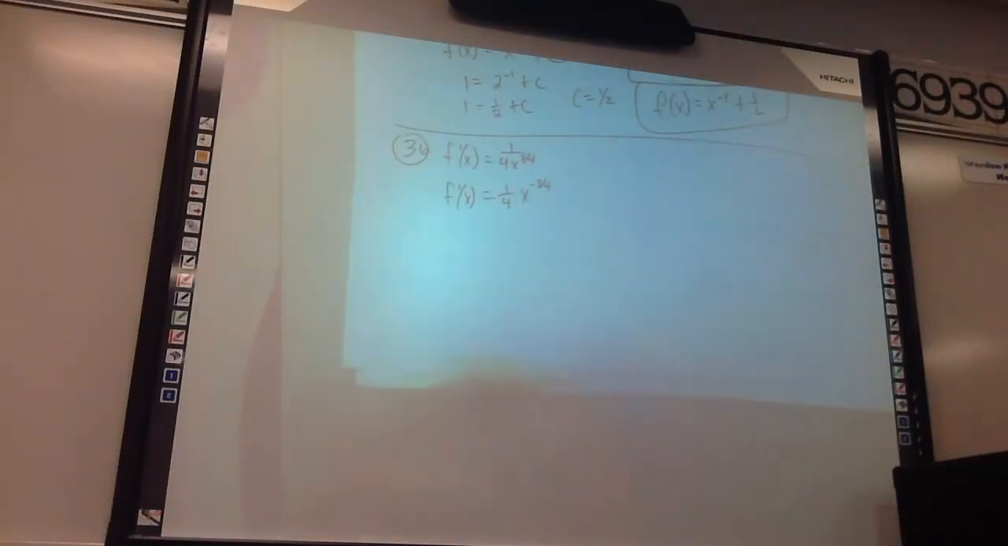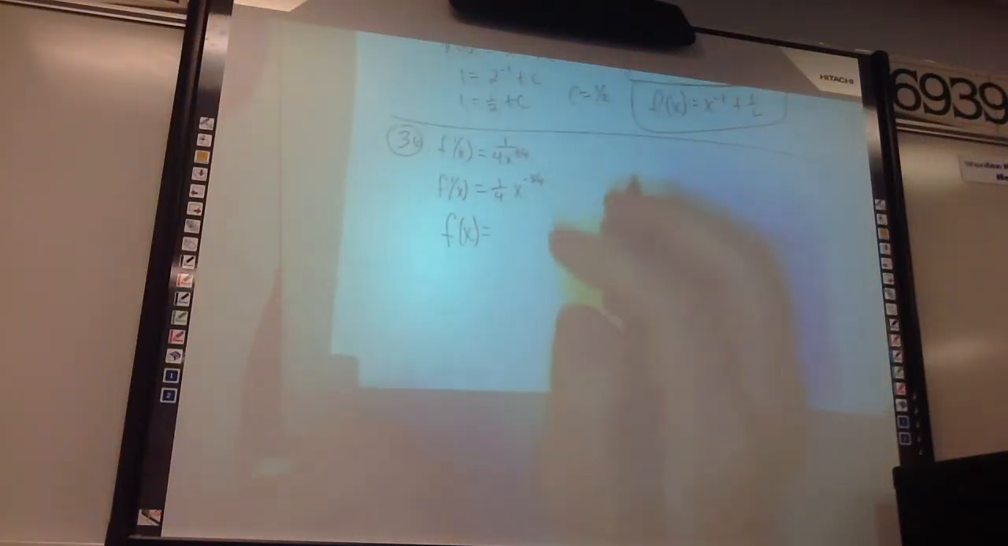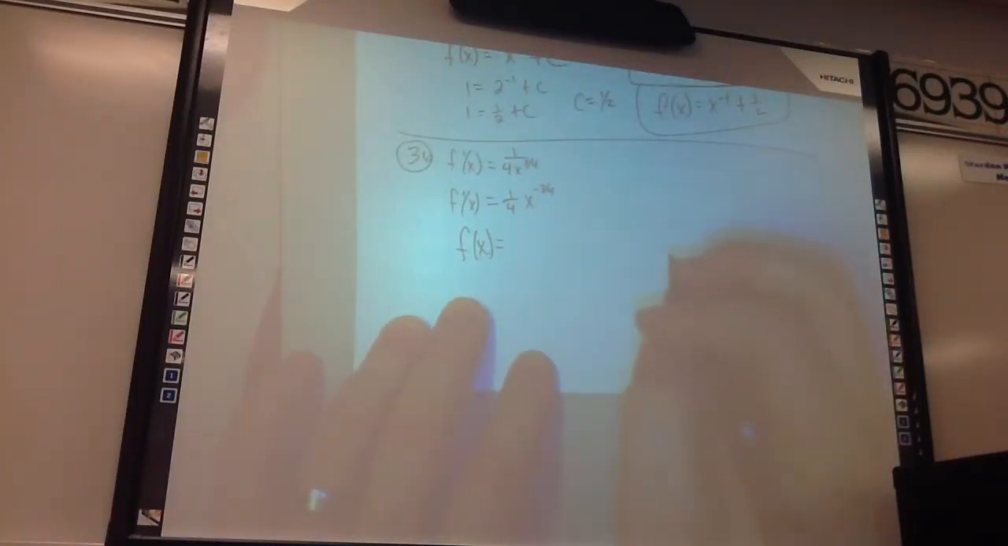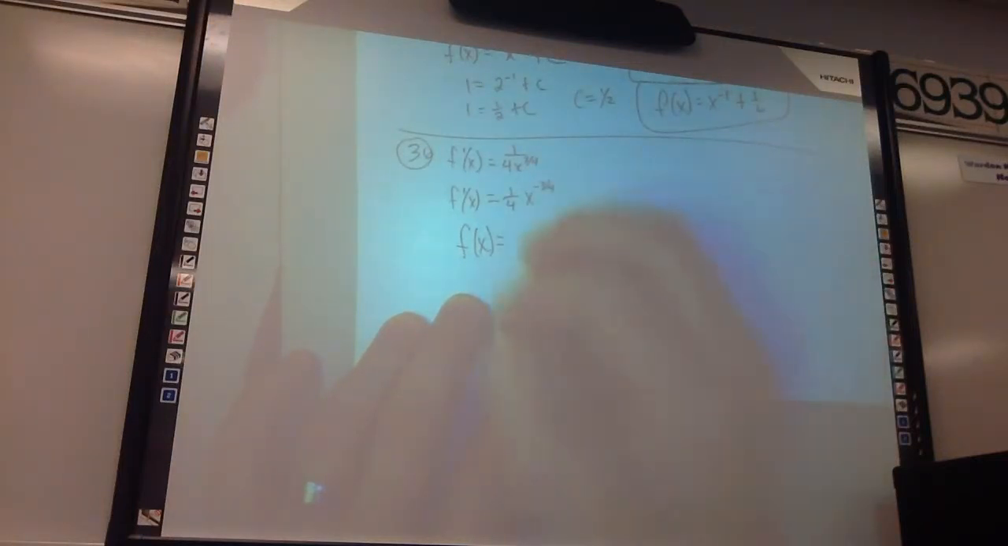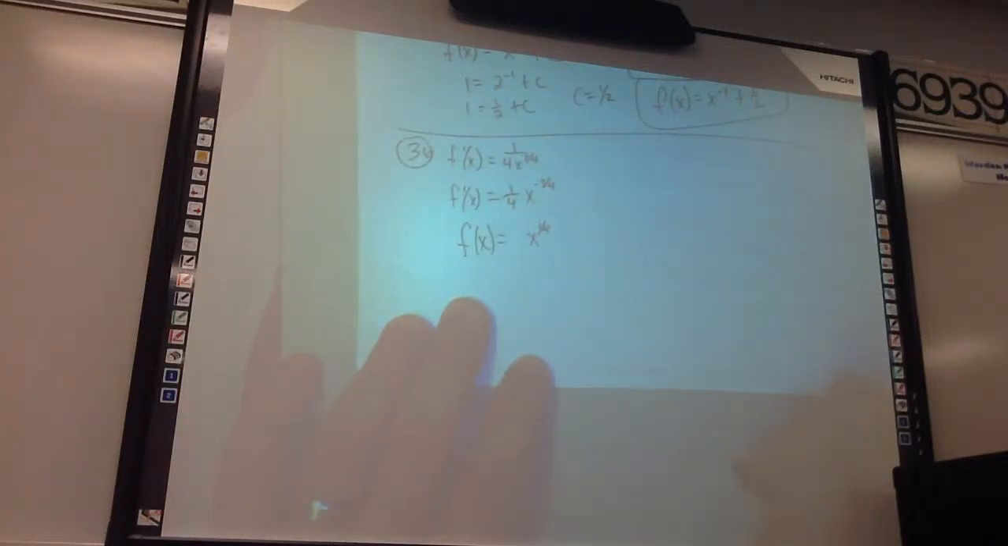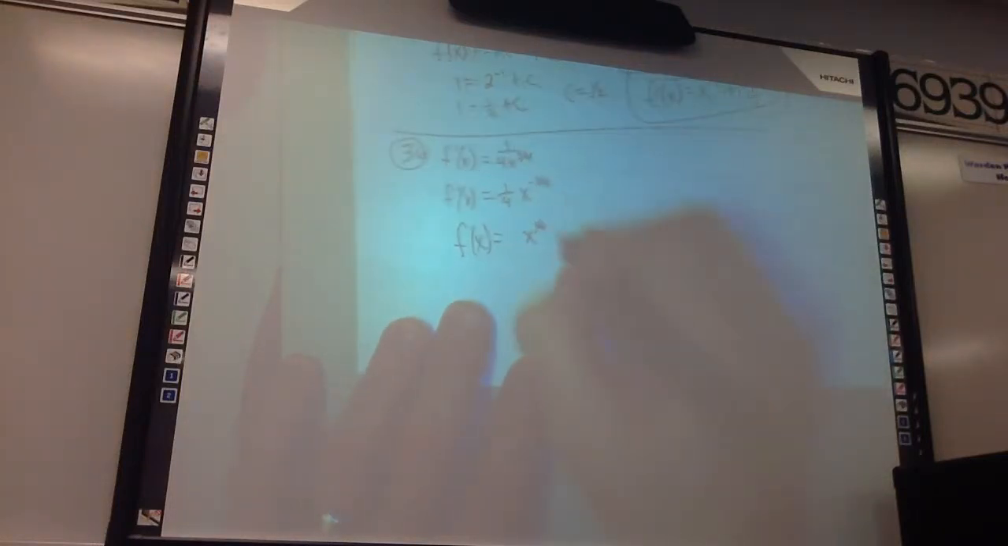So then to go to the antiderivative, to think backwards, I know my power needs to be 1 bigger, because when you do the derivative, you subtract 1. So what's 1 bigger than negative 3/4? Positive 1/4. Now if I do the derivative of that, I'll bring down the 1/4, then subtract 1. I've got it. So we have our original plus C.